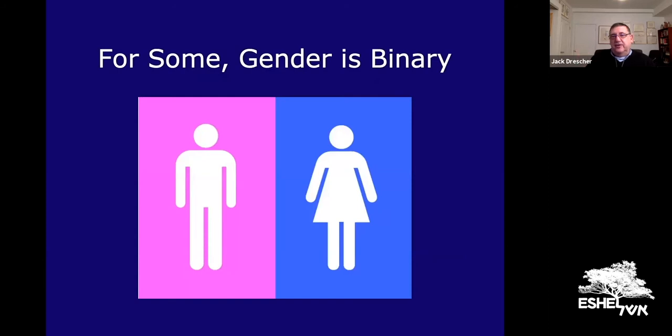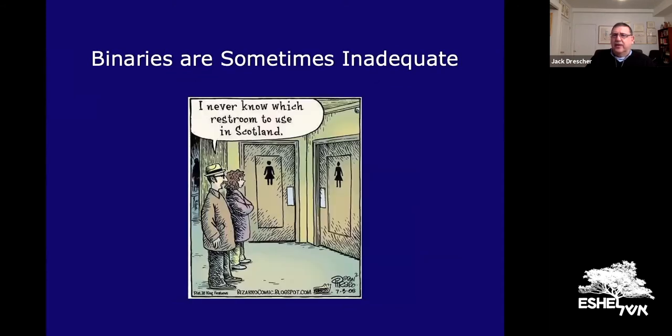These are the universal symbols of male and female. You can go to a restroom in any airport in any country, regardless of whether you speak the language, and pretty much you'll find the restroom that suits your purposes. But in Scotland, sometimes the binaries are inadequate, because some people don't know which restrooms to use in Scotland.